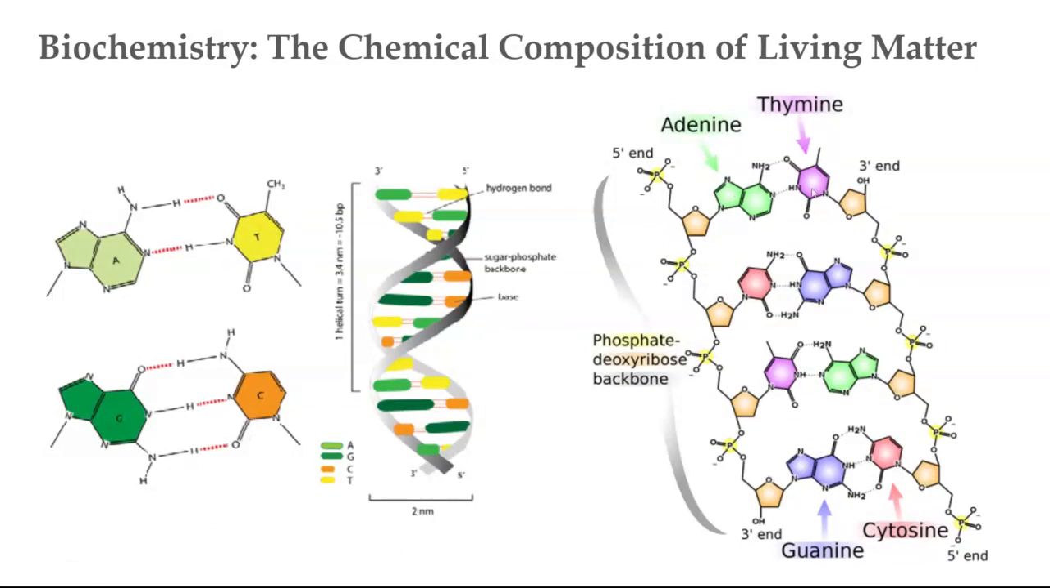Here we can see adenine bound with thymine, and here is a better image of that phospho-sugar backbone, the sugar phosphate backbone. Here we have the sugar connected to the phosphate, connected to another phosphate, connected to another sugar, connected to a phosphate, connected to another sugar. And this is DNA because we have deoxyribose sugar.